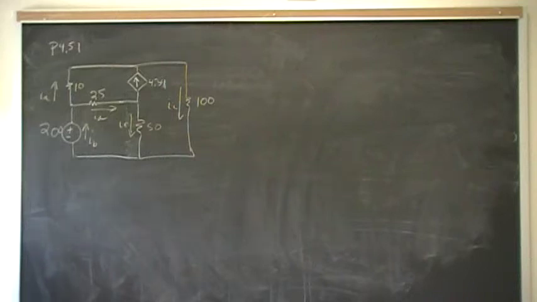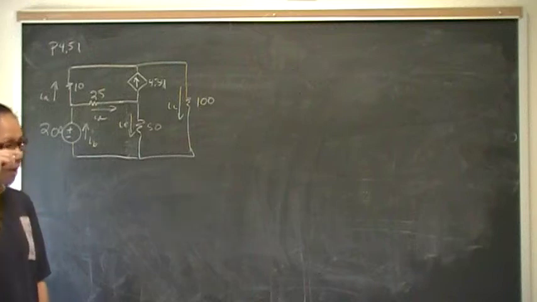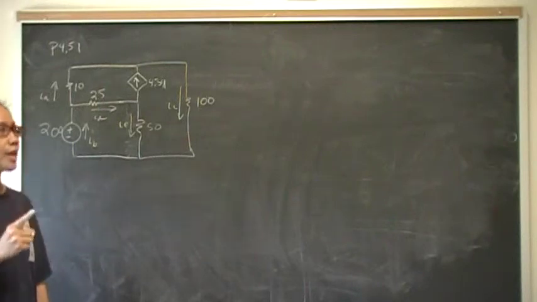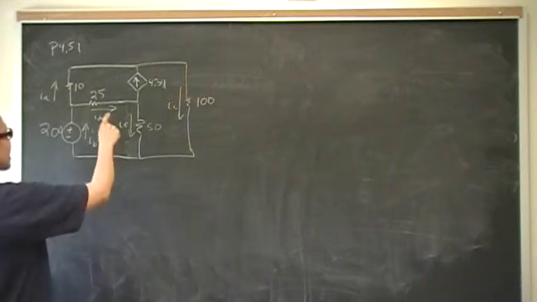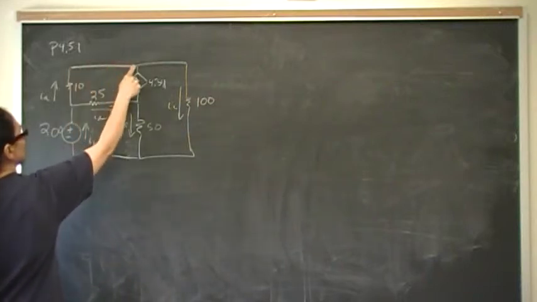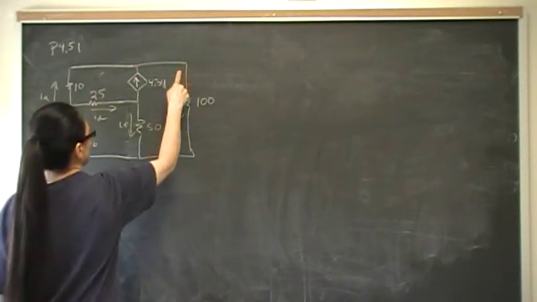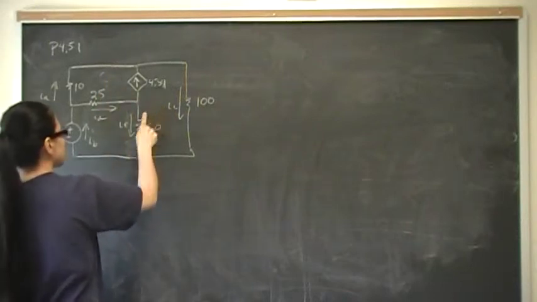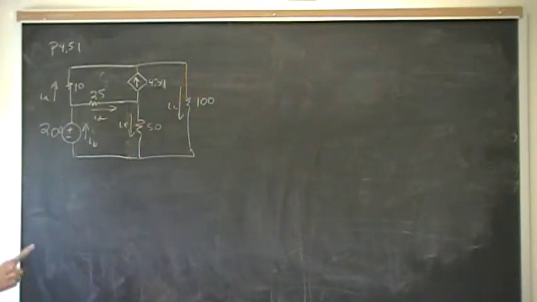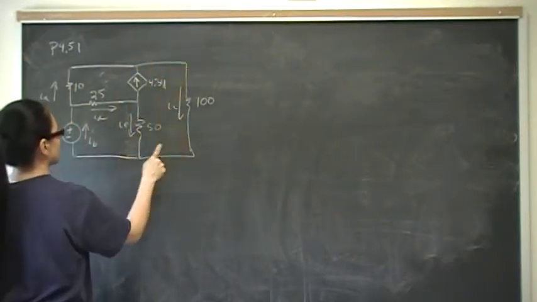The only time that KVL will work with a circuit element inside is if you have a current source that borders the two meshes. For example, this is a mesh, 1, 2, 3, 4, 5. This is also a mesh, 1, 2, 3, 4, 5, 6. These are two essential meshes because they don't contain a circuit element inside them. Here's also a mesh, 1, 2, 3, 4, 5, 6, 7, 8.